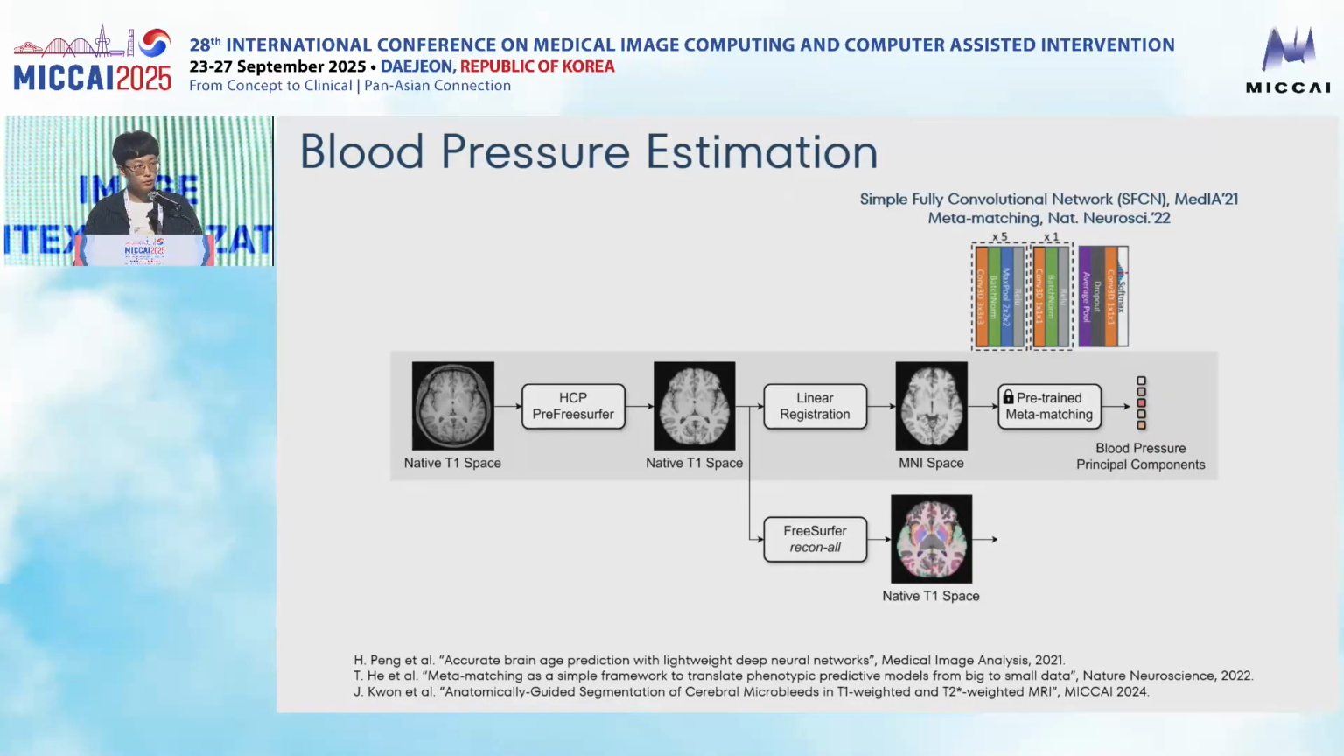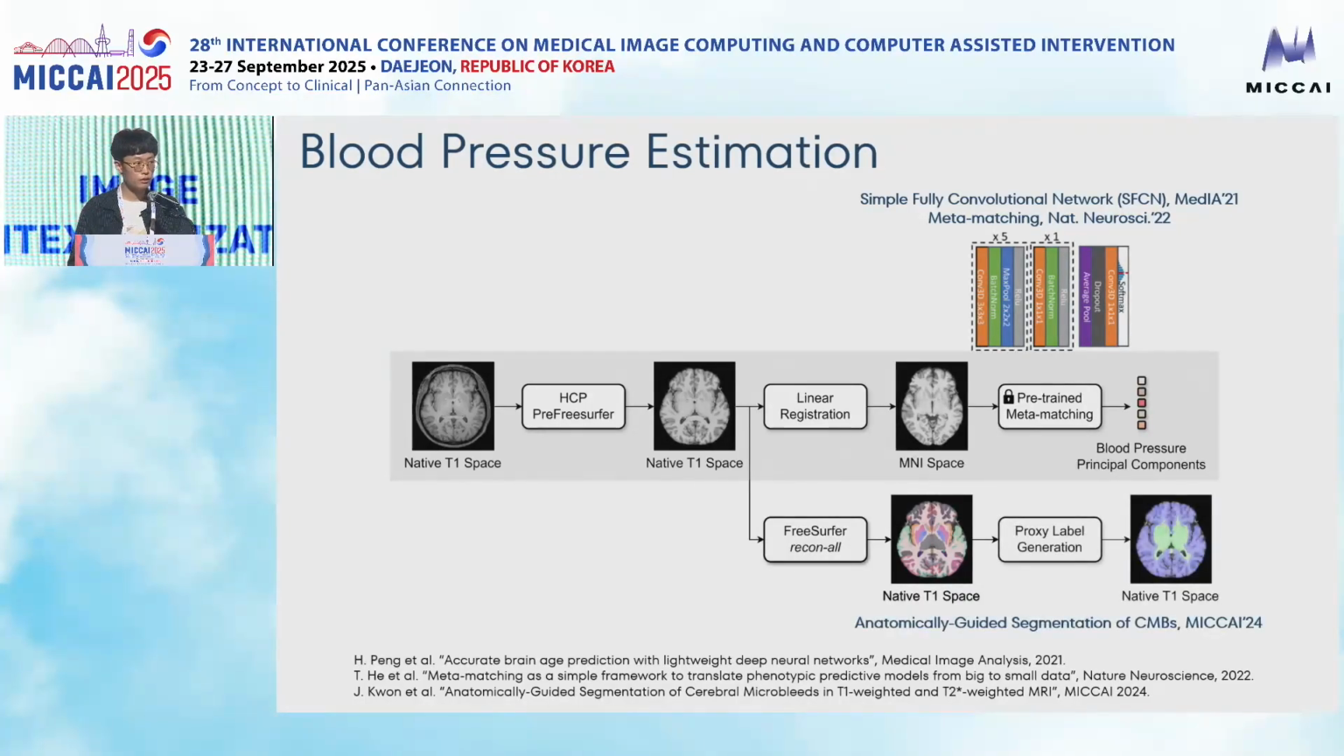We also ran a FreeSurfer software recon-all pipeline to generate anatomical masks, which are used to differentiate lobar and deep microbleeds. The blue region contains lobar microbleeds, and the green region contains deep microbleeds.